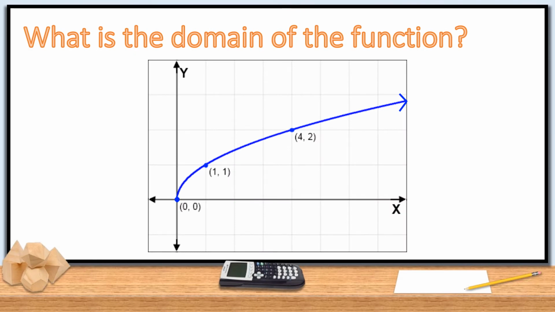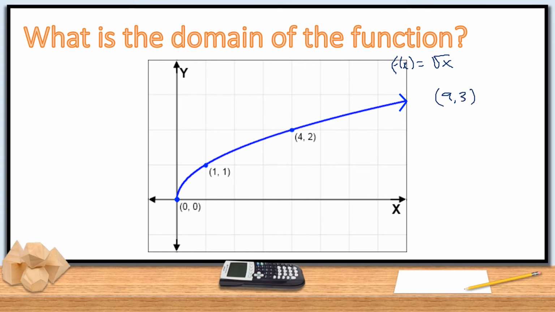All right, this one's asking for the domain of the function. So this one is a function. This is called a root function. So this would be something like, yeah, I think this is square root of x. So f of x equals square root of x. So the square root of 0 is 0, square root of 1 is 1, square root of 4 is 2, and so on. So the next one we would expect to see is 9, 3.